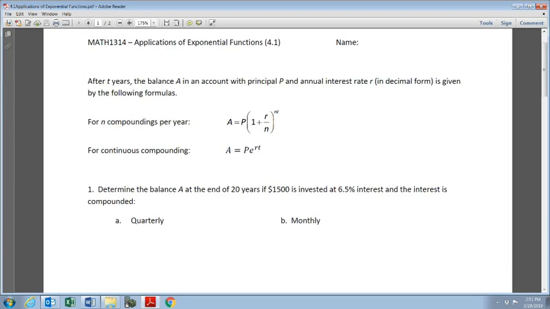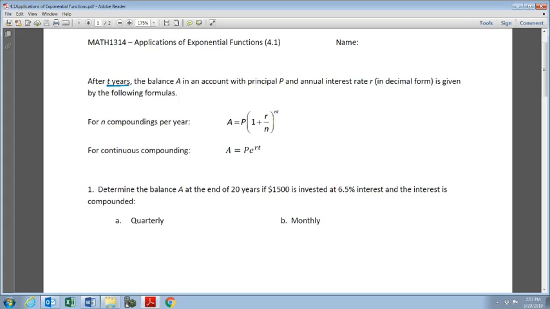Okay, in this video I'm going to finish up the section on exponential functions, and we're going to look at applications. And really, as far as applications go, these are pretty straightforward. We're just using some formulas. The hardest part about this first part is just knowing the different parts or the variables that make up each formula. Notice here it says after t years, so t is time.